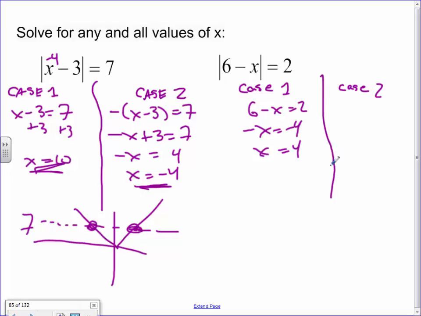On case 2, all you have to do is take the stuff in the absolute value sign and throw a negative in front of it. I'm even just going to start doing more of this in my head. I'm going to make it negative 6 plus x equaling 2. You see how I just kind of skipped stuff there? X is 8. Does 8 make sense? Yeah, 6 minus 8 would have given you negative 2, but now it gives you 2. Sound good?